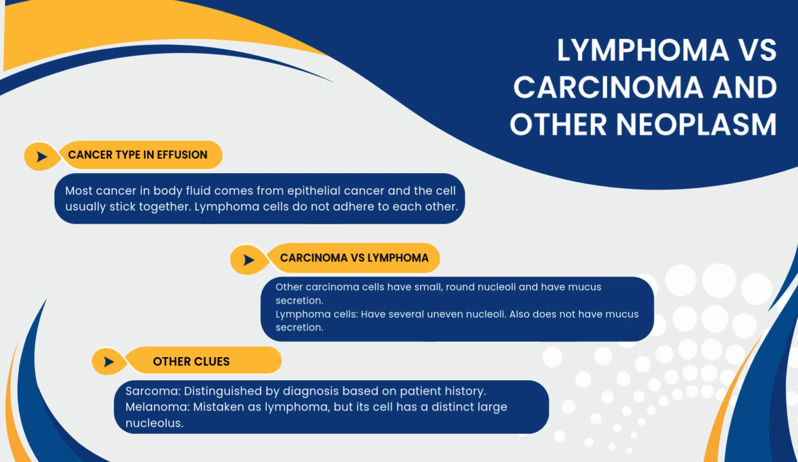Lastly, other neoplasms, such as sarcoma, usually can be distinguished by diagnosis based on patient history. However, melanoma cases are usually mistaken as lymphoma; its cells have a distinct large nucleolus.